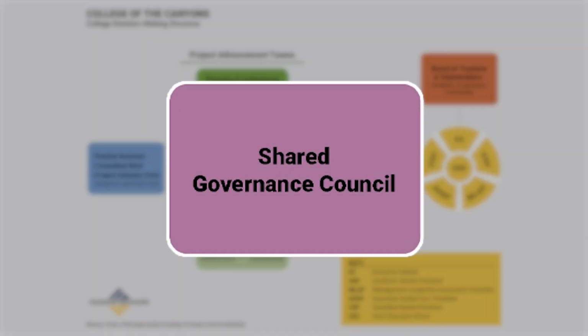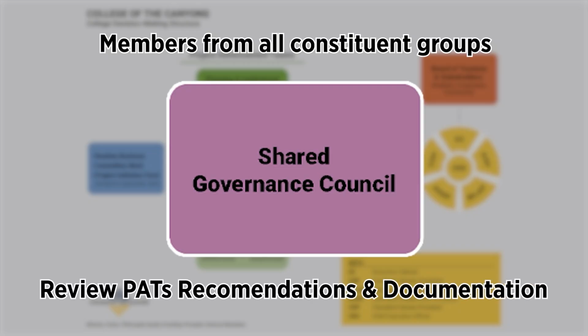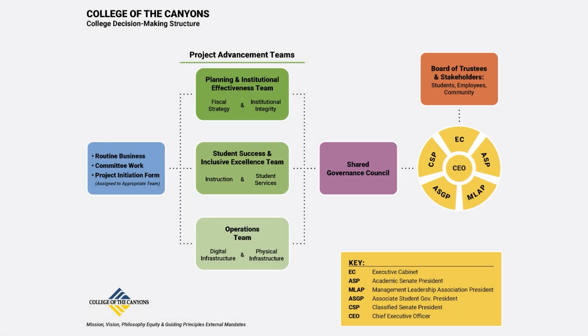Once the project advancement team advances the proposal to the Shared Governance Council, it will be discussed and feedback from constituent groups will be welcomed. That feedback is documented and used to inform the final proposal. The final version, together with the feedback, is submitted to the CEO for a decision or other action. The outcome and the implementation or follow-up direction are then communicated back to the PAT. Throughout the process, the project and related data are tracked to support documentation and transparency.